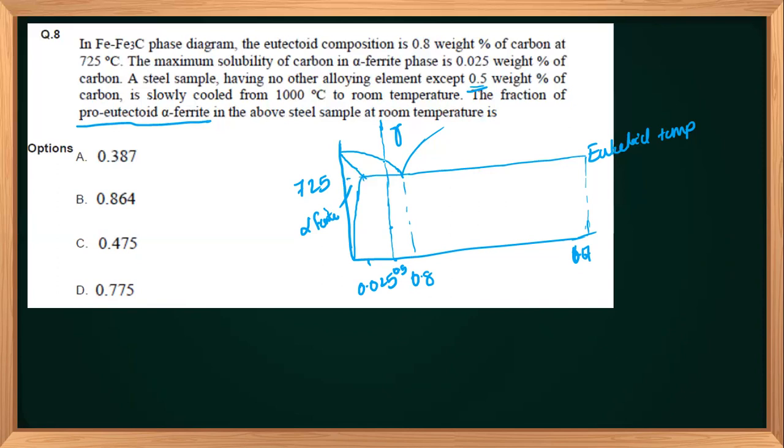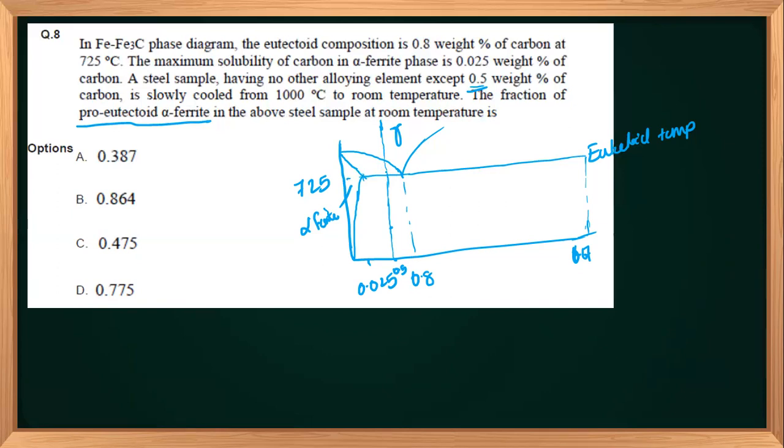What will be the composition here? You can plot this thing. It's not the composition, it's the fraction. So if you plot this and take the lever rule, you can use the lever rule to find the composition at any point, right? So it will reach here, just above this one.